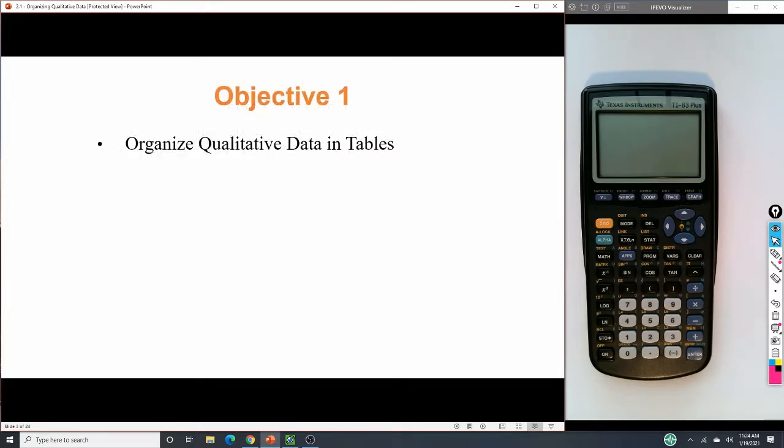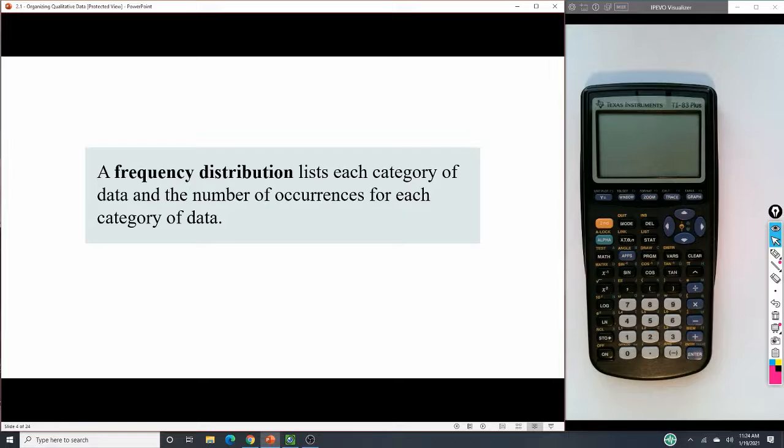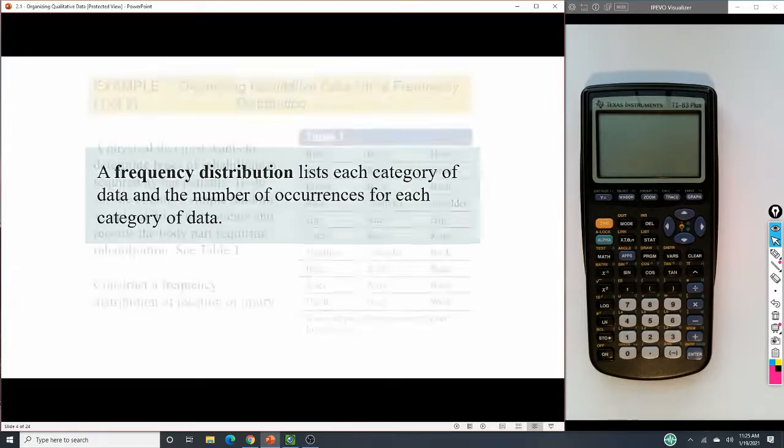All right, so objective one, let's organize qualitative data in tables. Now, frequency distribution is one of our main ways of doing this, and that lists each category and the number of occurrences for each category of data.